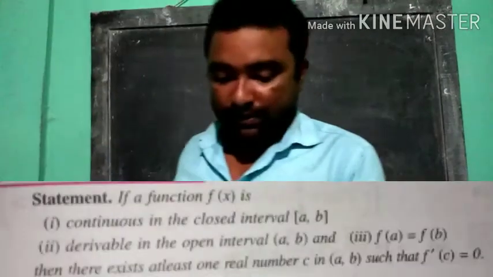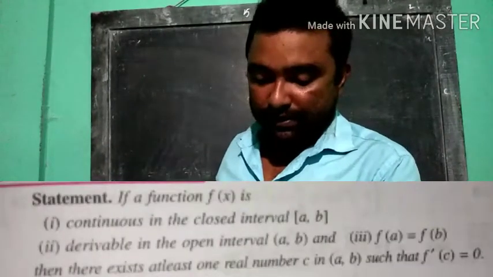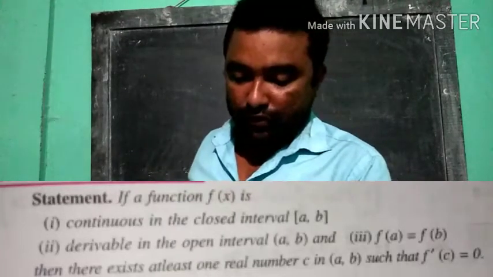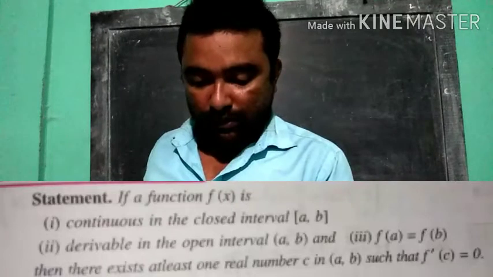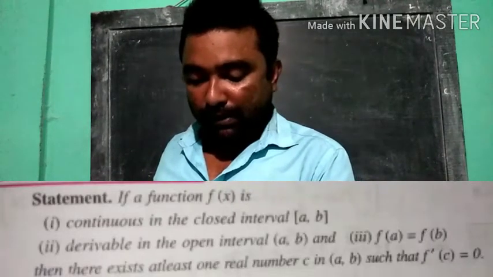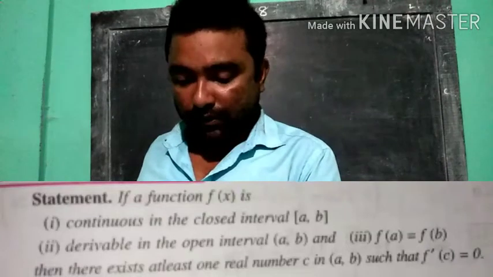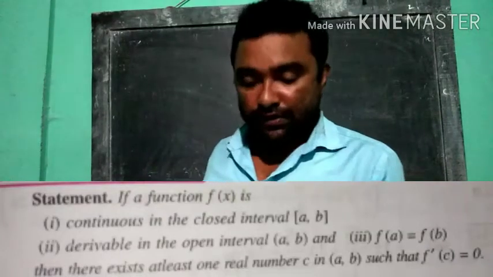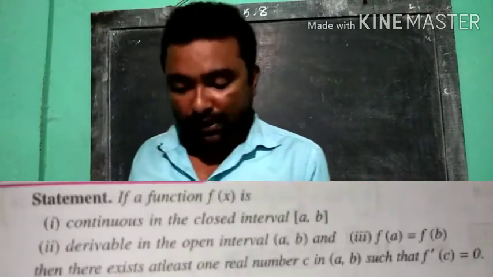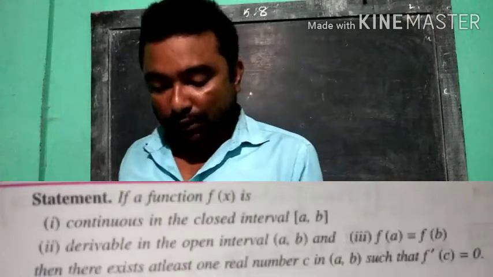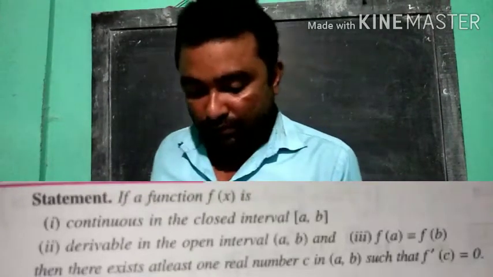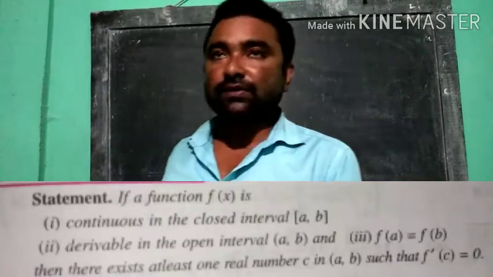The statement is: if a function f(x) is, number one, continuous in the closed interval [a, b], number two, derivable in the open interval (a, b), and number three, f(a) equals f(b), if these three conditions are satisfied, then there exists at least one real number c in the open interval (a, b) such that f'(c) equals 0. This is Rolle's theorem.